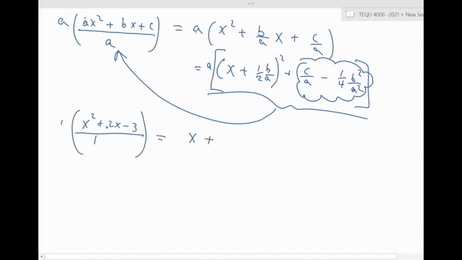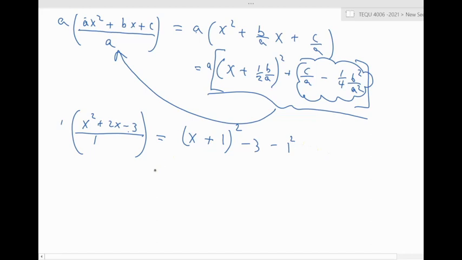Remember, a is 1, but b is 2. So that's 2 over 1, but that would be divided by 2, so that ends up being 1, and all that squared. Now, here's the part. Careful here. You have a minus 3. Let's put the sign there. It's a minus 3, and then you subtract this part here, squared, obviously. Minus 1 squared being 1.